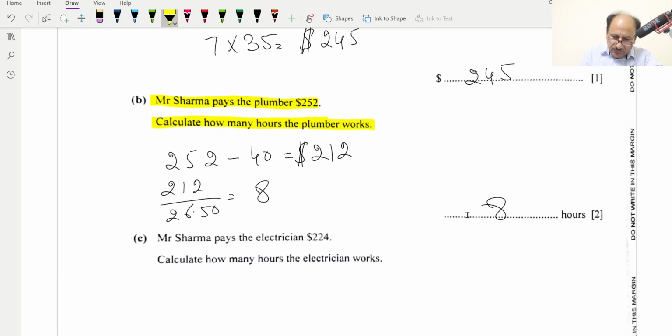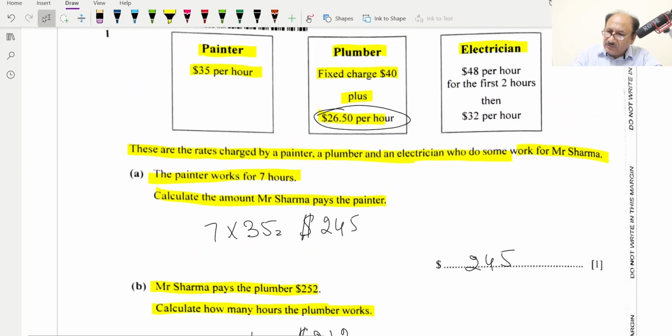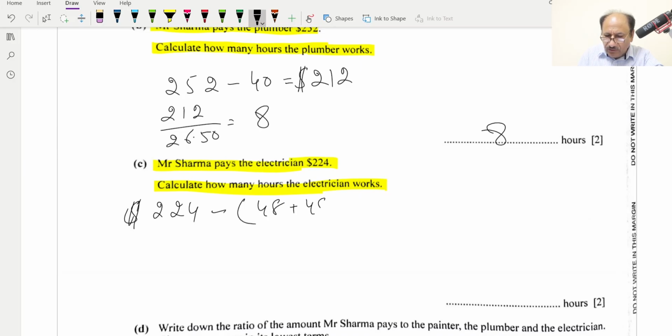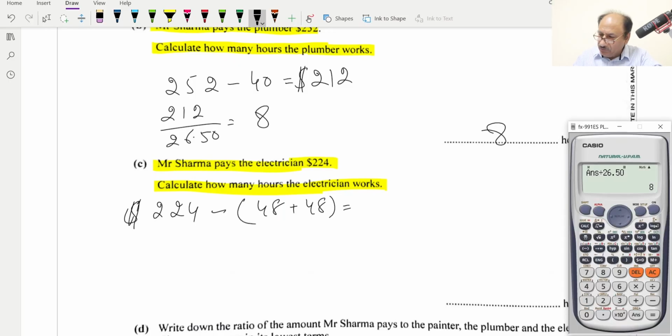Now C part, Mr. Sharma pays the electrician $224. Calculate how many hours the electrician works. So for the electrician, this is the detail: 48 dollars per hour for the first 2 hours, then 32 dollars per hour. So we will be subtracting the charge for 2 hours from $224. We will subtract 48 for the first hour and 48 for the second hour, and the remaining amount will be charged at a different rate. So 224 minus 48 minus 48 will give us $128.